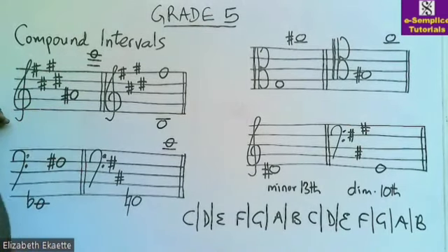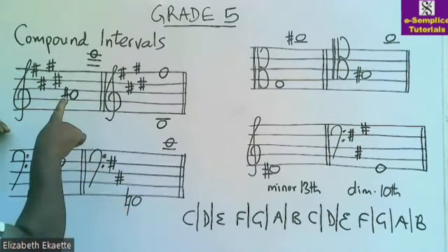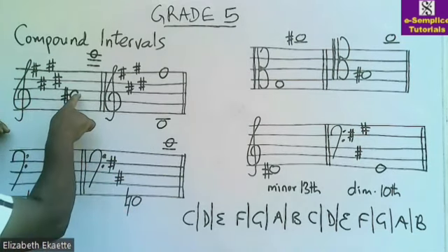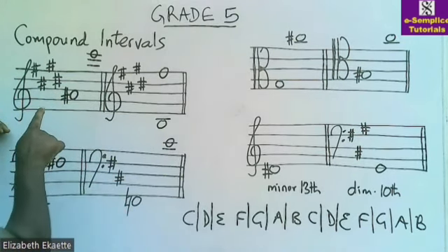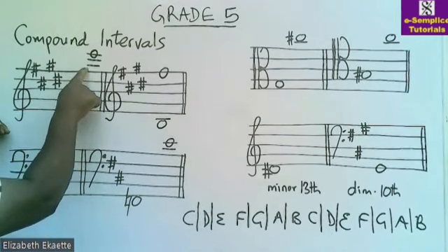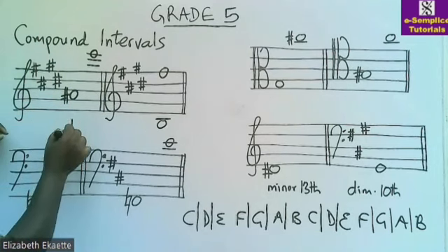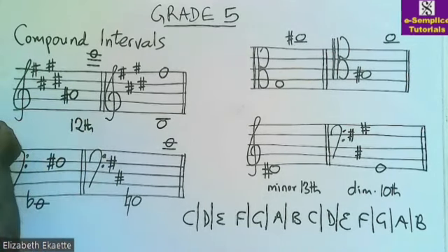Now, how do we name this interval? In naming this interval, you count the number first on the staff. Remember that compound intervals are intervals that are above an octave. So the first thing you do is count the number of the interval on the staff first. Now, I'm counting. And when you are counting, the bottom note is inclusive. So I go 1, 2, 3, 4, 5, 6, 7, 8, 9, 10, 11, 12. What I have here is 12. So I write that down.